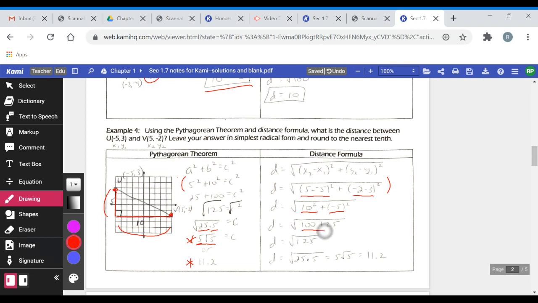So you can see I have 100 plus 25, which gives me the square root of 125, and now it's back to where we were on the left side here. I know that 25 times 5 is 125. I know that I can take the square root of 25 and get 5. And so you see, I'm left with the same thing I did when I used the Pythagorean theorem. I reduced it down to 5 square root of 5 and the 11.2.